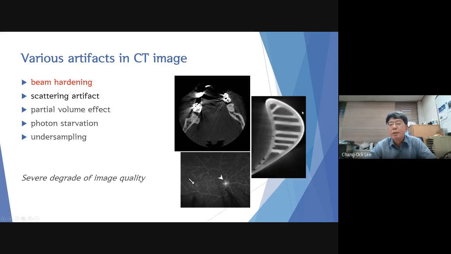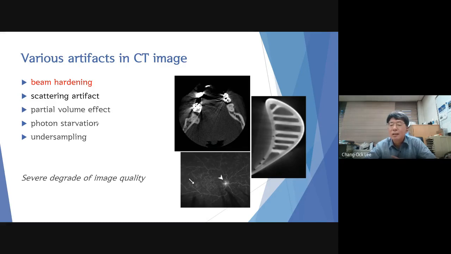If the material contains some industrial materials, say metals or others, then the X-ray is scattered and there is a scattering artifact. Also, we have a partial volume effect because we make discrete images. We have pixel by pixel images, and one pixel occupies some area of the physical domain. So that causes the partial volume effect. And also we have a photon starvation effect. If the X-ray energy is low, then the whole X-ray is absorbed in the object, so there is nothing to arrive at the detectors. That is photon starvation.